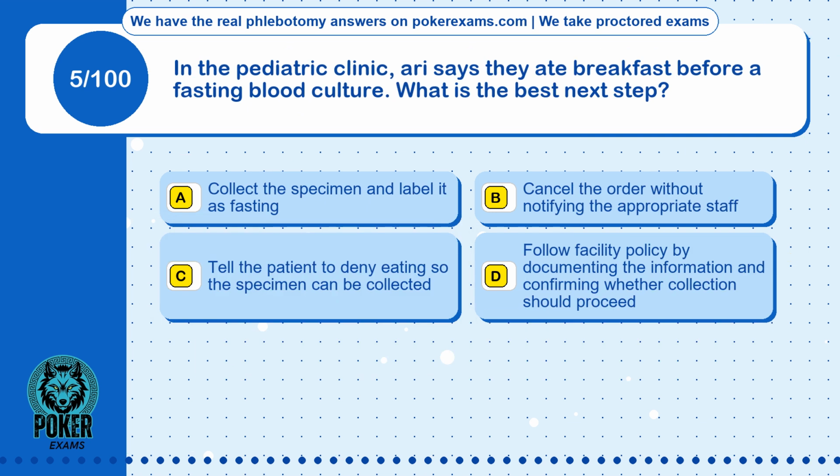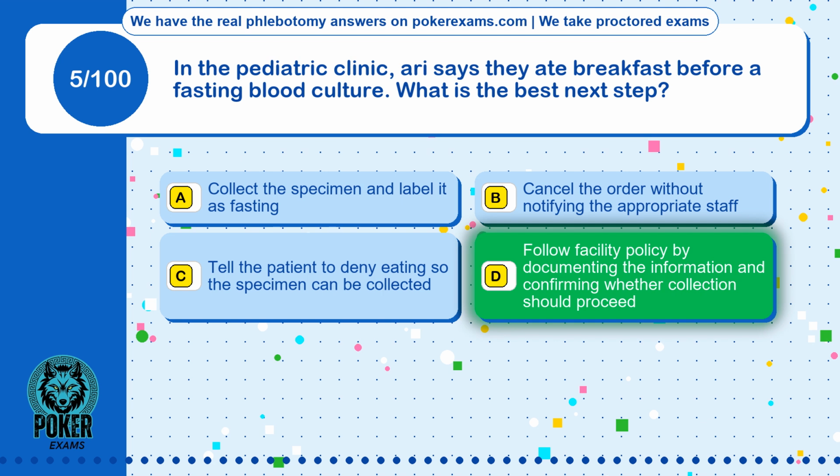Question 5. In the pediatric clinic, Ari says they ate breakfast before a fasting blood culture. What is the best next step? Option A. Collect the specimen and label it as fasting. Option B. Cancel the order without notifying the appropriate staff. Option C. Tell the patient to deny eating so the specimen can be collected. Option D. Follow facility policy by documenting the information and confirming whether collection should proceed.